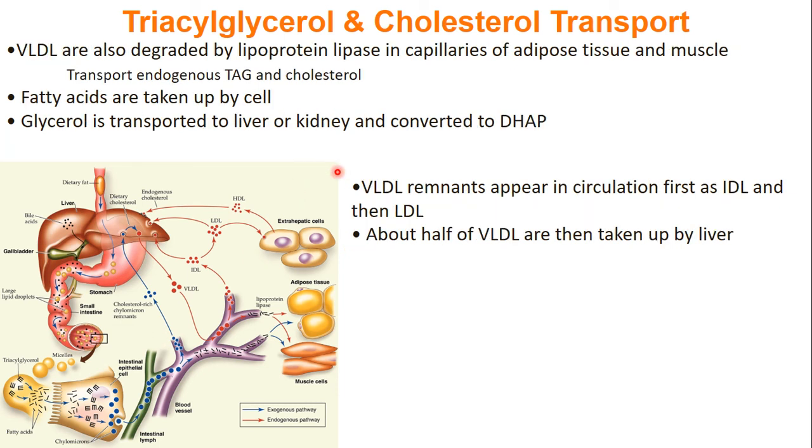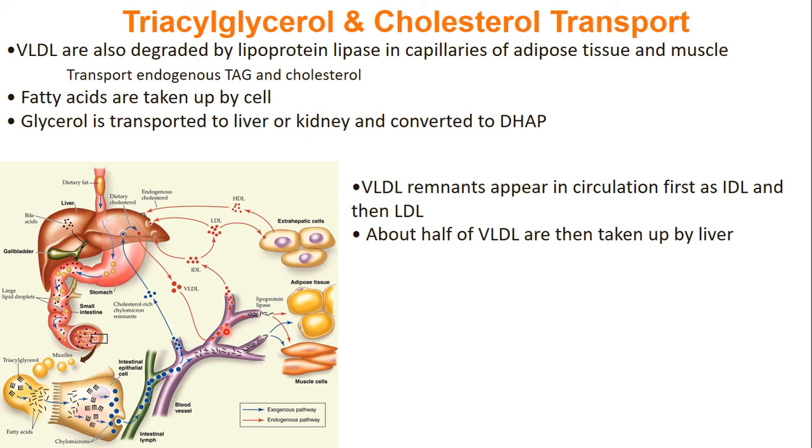So our VLDL are also degraded by lipoprotein lipase in the capillaries of adipose tissue and muscle. So VLDL are the big red circles right here. Once they are breaking apart, the fatty acids are taken up by our cells, and the glycerols will return back to the liver or kidney to be converted to DHAP, and DHAP, as we've seen, can be used in glycolysis, but it has many other purposes as well.